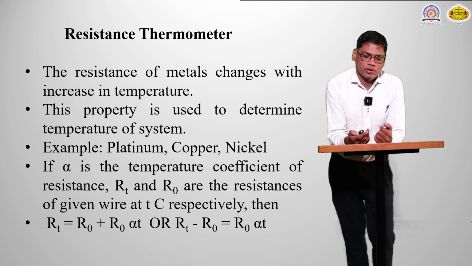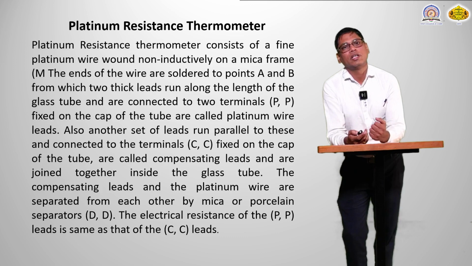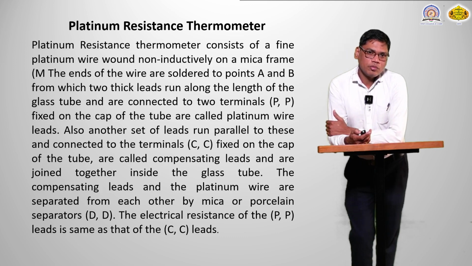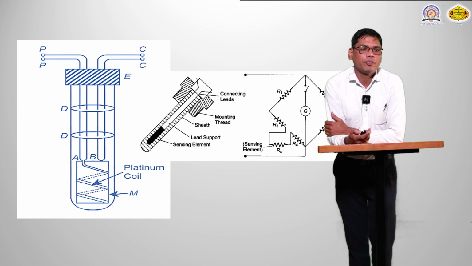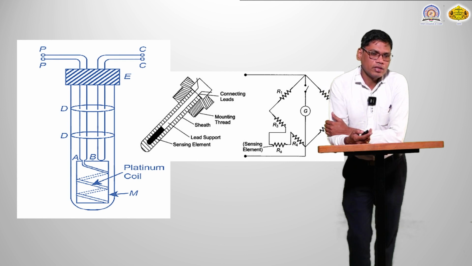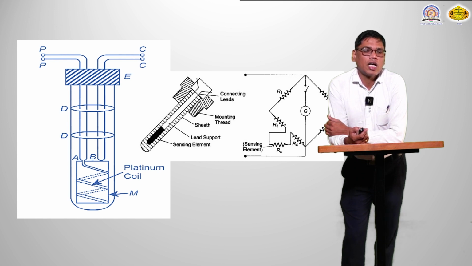The next type of thermometer is the platinum resistance thermometer. It is again a resistance thermometer, shown in this figure. P is the platinum wire that is kept in a glass system, and C and C are the compensating wires. The resistances of the platinum wire and the compensating wires are the same at 0 degrees Celsius.